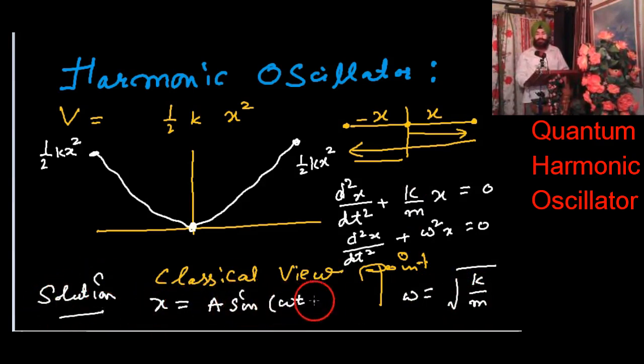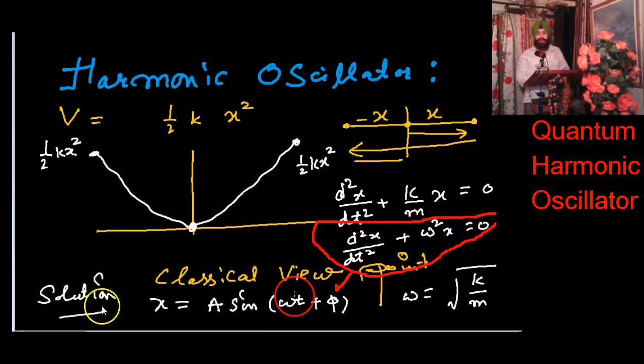Now what is the solution of this equation? Very simple. Because it is simple harmonic motion, the sine function or the cos function: x equals A sine omega t plus phi, where phi is the initial phase at time t equals 0. So this is the solution. We have the differential equation, we have the solution, from the classical point of view.